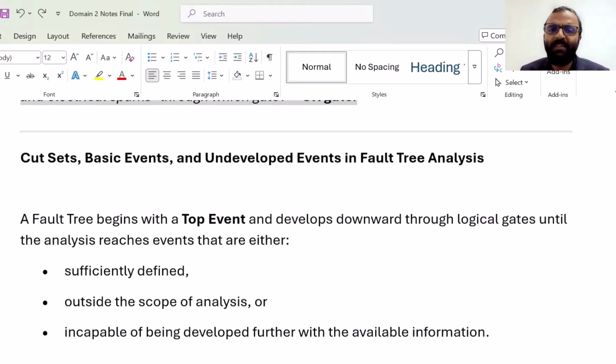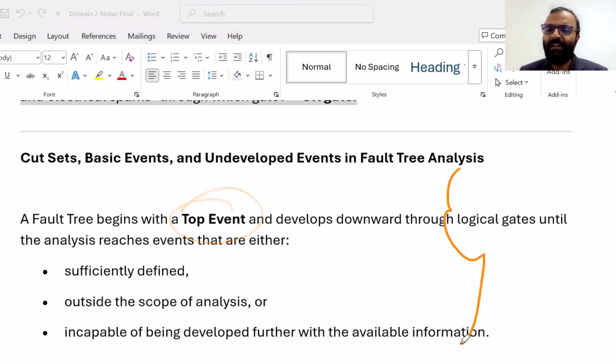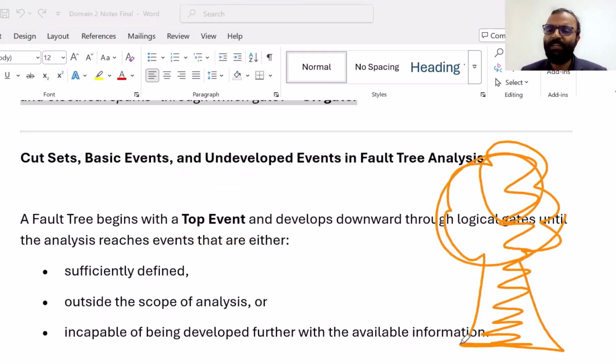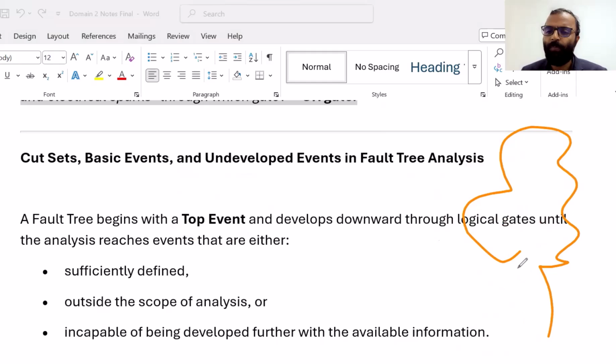Now we have to understand certain basic definitions in fault tree analysis, which are cut set, basic events, and undeveloped events. So what is the top event? In fault tree analysis, you are analyzing the big tree. The top event of the tree is your accident. Now you are understanding why this accident has occurred.